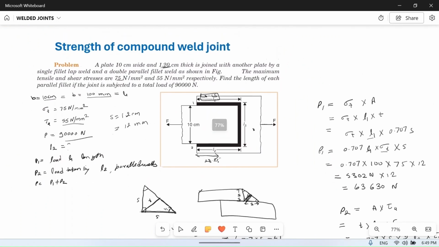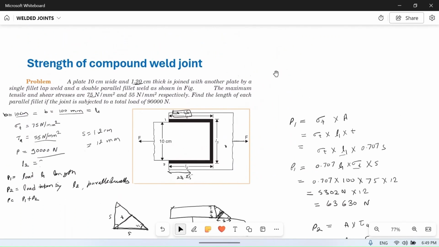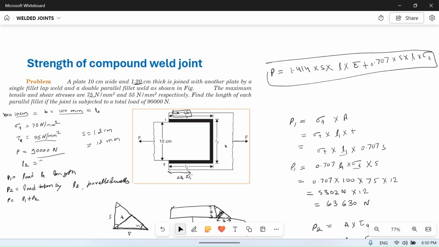In this case, the direct formula for P will be 1.414 into S into L into tau plus 0.707 into S into L into sigma. You can directly remember this formula, and as these change, transverse or parallel, you can change the formula accordingly. I hope you understood this problem.